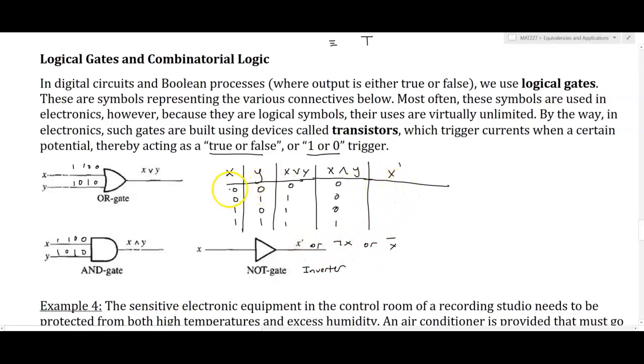And so all that will do is if X has a 0, then it's going to output a 1. X is 0 in both of these first two lines. So to invert that signal, it will negate those values and make them 1s. And anytime there's an input of 1, the output value will be a 0.